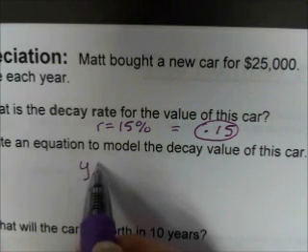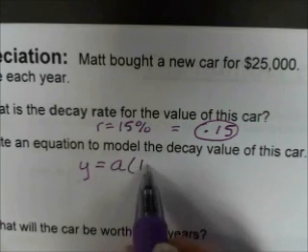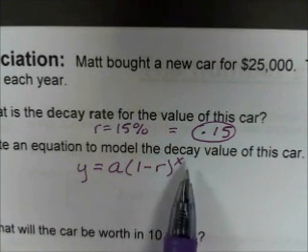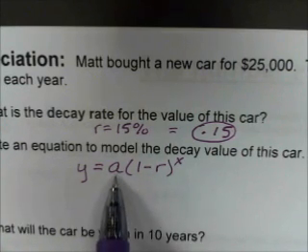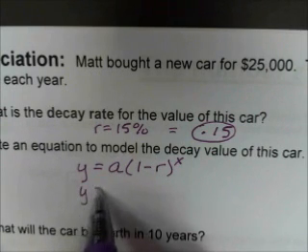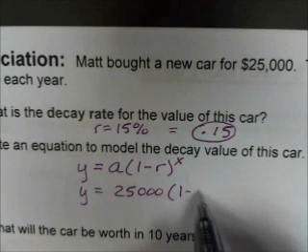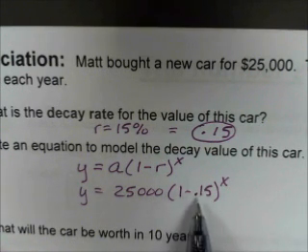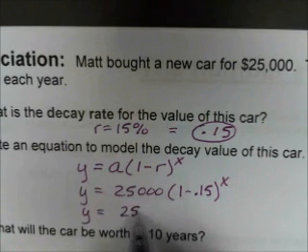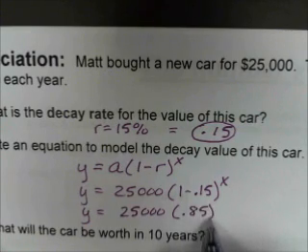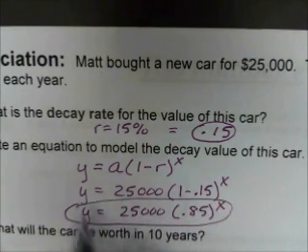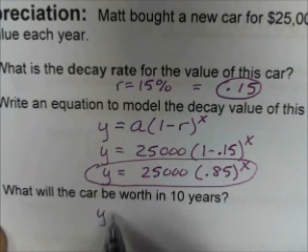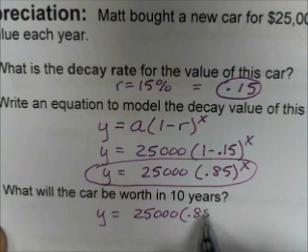Write an equation to model the decay value of this car. All right, so for decay, Y equals A times 1 minus R to the X, or T. Oftentimes instead of writing X, the lowercase letter T is written. Our A value is our starting value, that's our 25,000. So Y equals 25,000 times 1 minus our R value, 0.15, to the X. And 1 minus 0.15 is 0.85. So here's our equation. What will the car be worth in 10 years? We just substitute 10 in for X. Y equals 25,000 times 0.85 to the 10th.